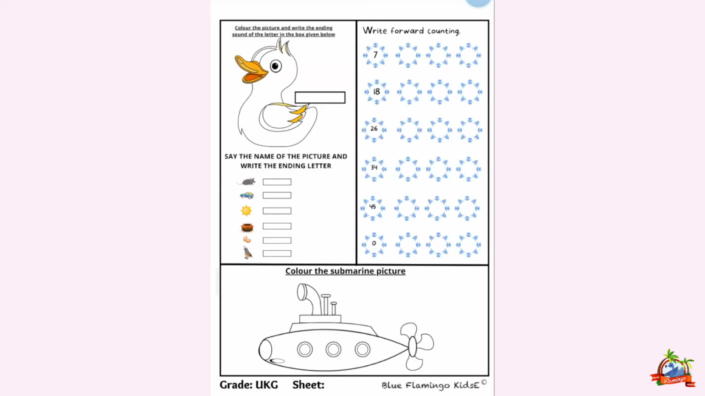Let us start. We have three different parts in this sheet in which we will learn about the different subjects which are English, Maths and EVS. So let us start with our first subject which is of English. The question says, color the picture and write the ending sound of the letter in the given box below.